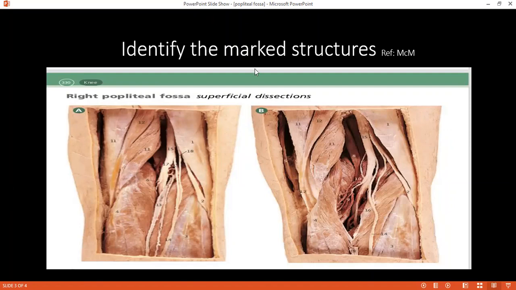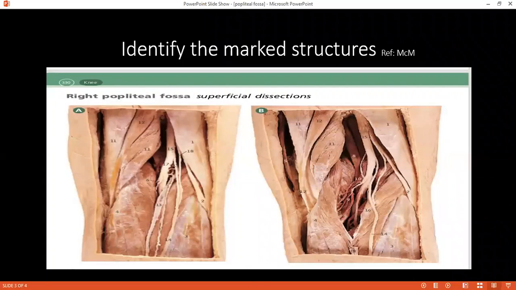Okay, what are the contents of the popliteal fossa from superficial to deep, please? It contains the tibial and common peroneal nerve, popliteal vein, and popliteal artery. Also, it contains some superficial lymph nodes and the short saphenous vein going into the popliteal vein.